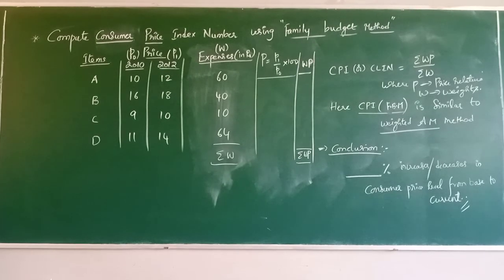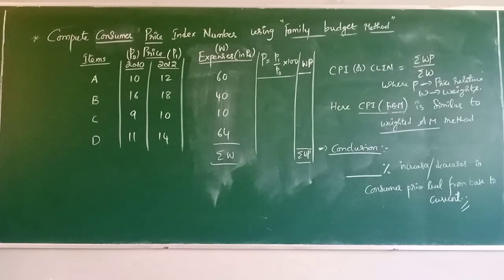See the given problem: items A, B, C, D and the prices of base year 2010, P0, and current year 2012, P1, those values are given, and expenses in rupees are given, those are nothing but weights, W. So first find out the price relative P. You know the price relative formula, the ratio of current year price by base year price, expressed in percentages. So 12 divided by 10 into 100, 18 divided by 16 into 100, 10 divided by 9 into 100, 14 divided by 11 into 100.